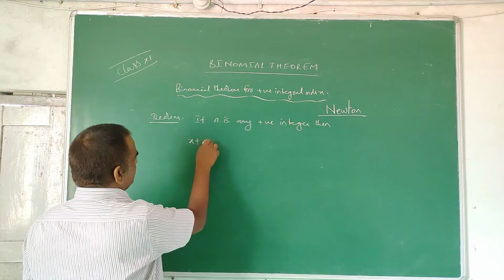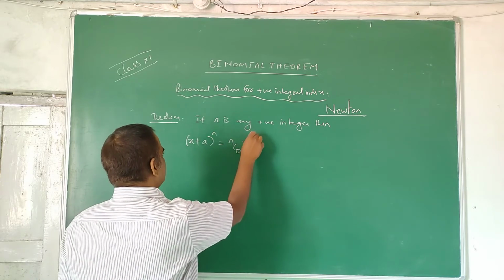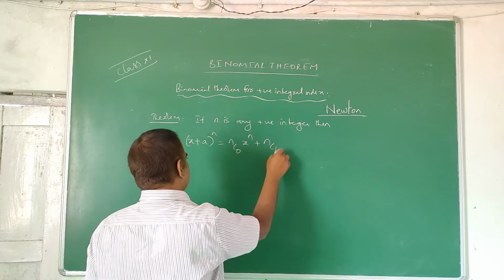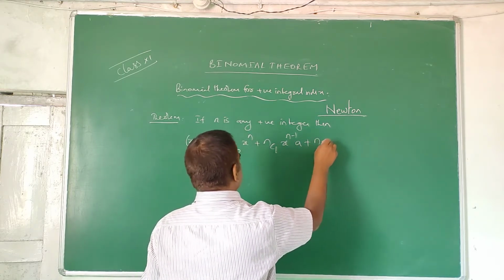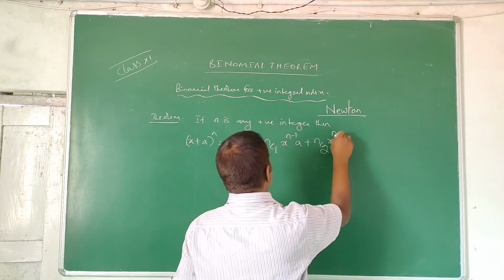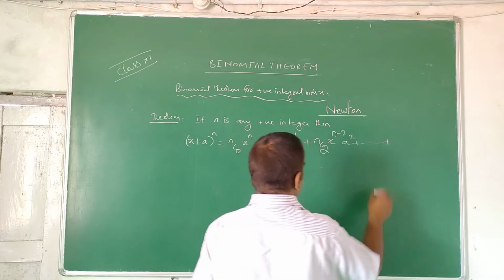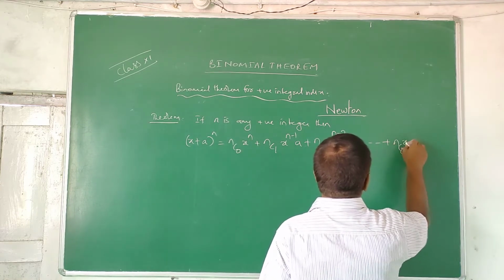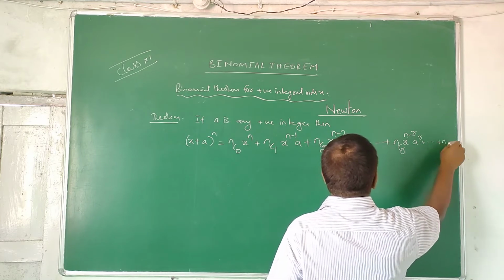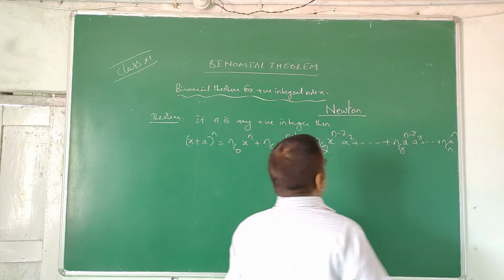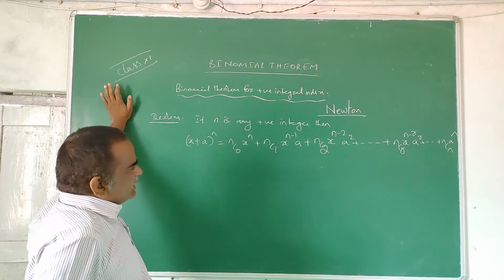x plus a whole power n is equal to nC0 x power n, plus nC1 x power n minus 1 into a, plus nC2 x power n minus 2 into a square, plus so on, plus nCr x power n minus r into a power r, plus so on, plus nCn a power n. So this is called the binomial theorem for positive integer index.